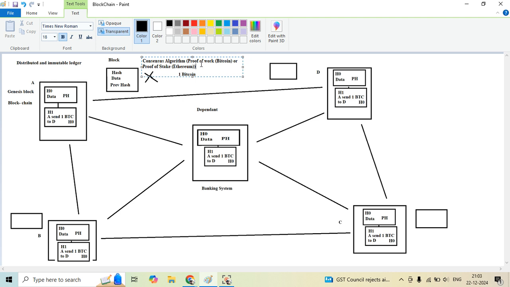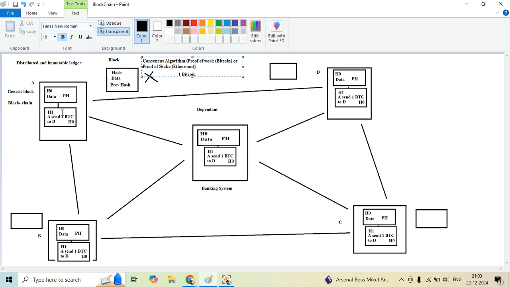This proof of work or proof of stake algorithm is handled or done by the nodes only. Those nodes that are present in the blockchain participate in this proof of work or proof of stake algorithm. And this is how a blockchain works.